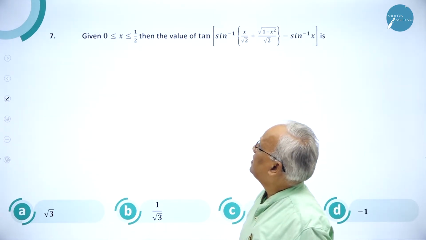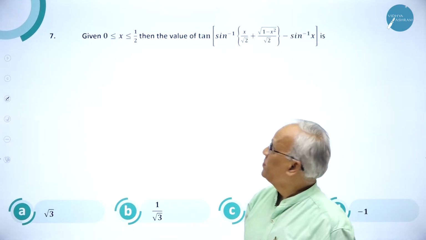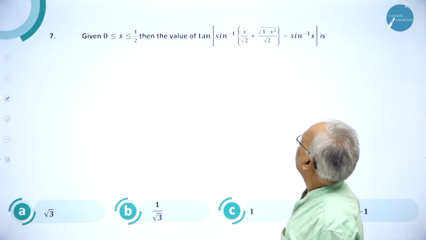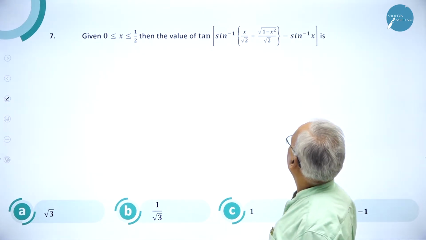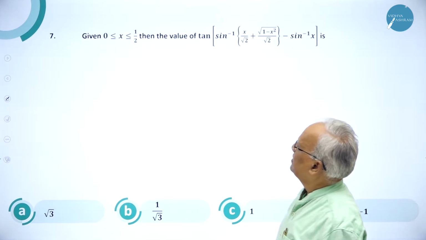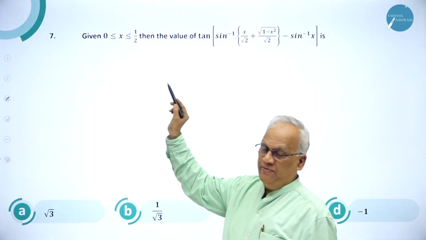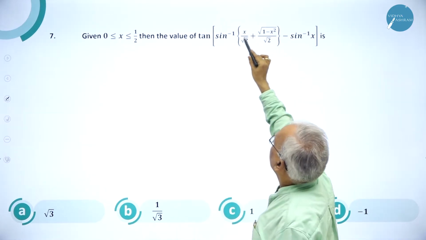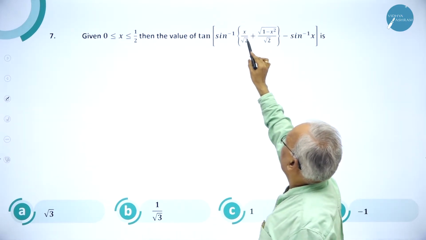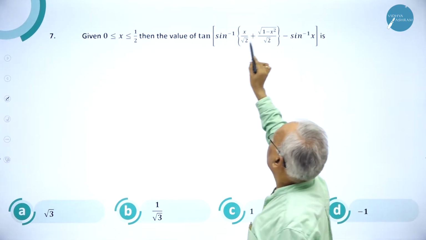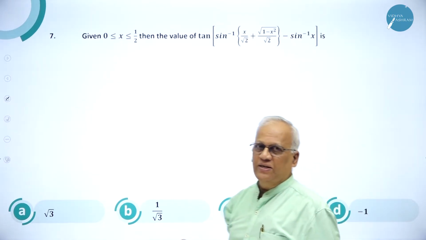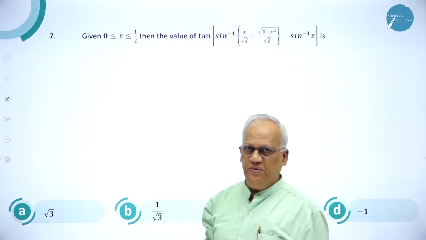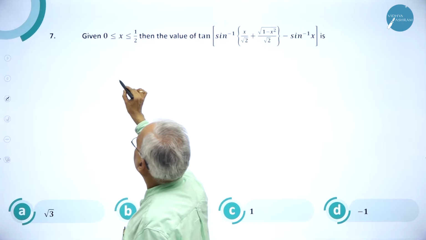Given 0 less than or equal to x less than or equal to half, then the value of tan of (sine inverse x by root 2 plus root of 1 minus x squared by root 2) minus sine inverse x is. See, this condition is very essential, very important. So what I do now, I consider this can be simplified by taking x as sine theta. See, you can always try when you have something under root of 1 minus x squared, you make it a perfect square by putting x equal to sine theta. Suppose you take x equal to sine theta.